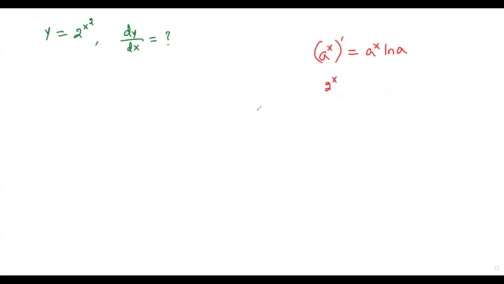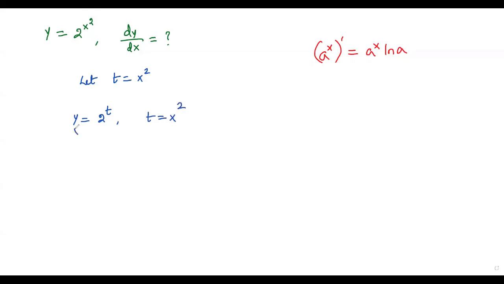To avoid this trouble, I'm going to assign a new variable for this x square. That is, let t equal x square. Then the given function becomes y equals 2 to the power t. As we discussed, now we have a constant at the base and just a variable t at the exponent. Also, we know that t is equal to x square.